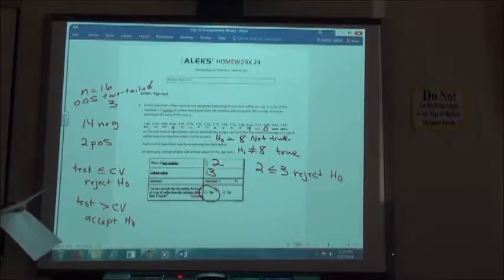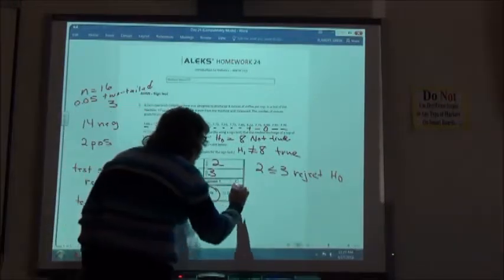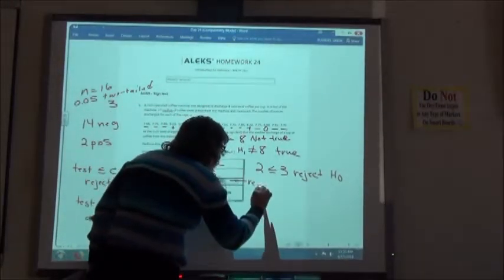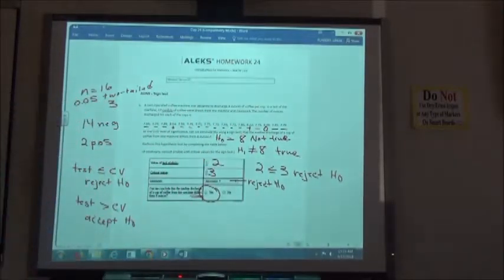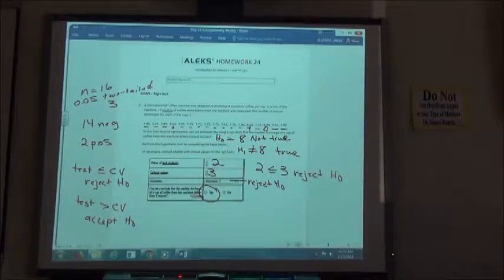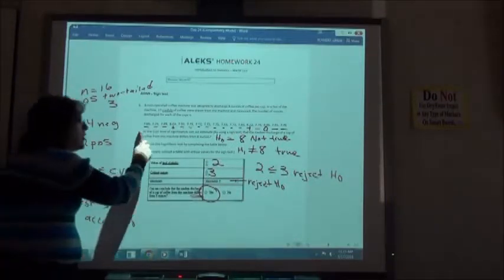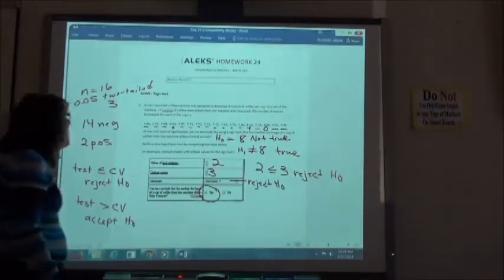Whoops, I skipped the decision. My decision here is in the drop down that we're going to reject the null. It'll either say accept the null or reject the null. In this case, we're going to reject the null. And so does it differ? Yes, it does differ.